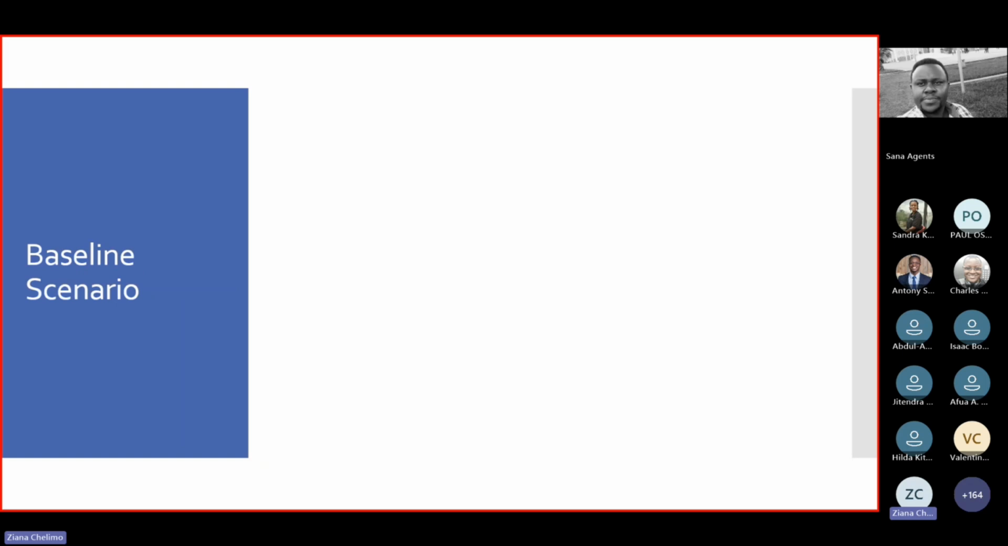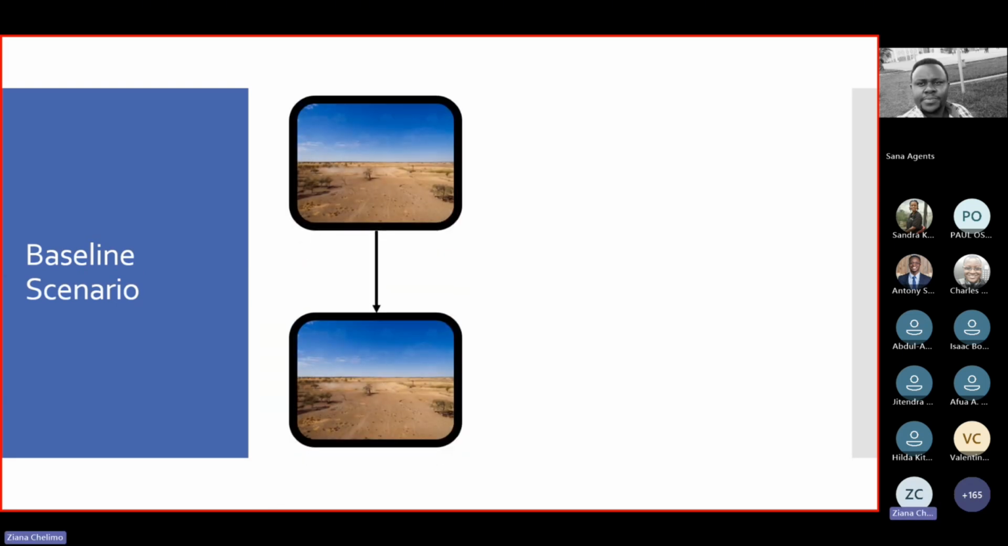So now moving over to the baseline scenario. This is the most plausible alternative land use scenario that would occur without the implementation of the project.